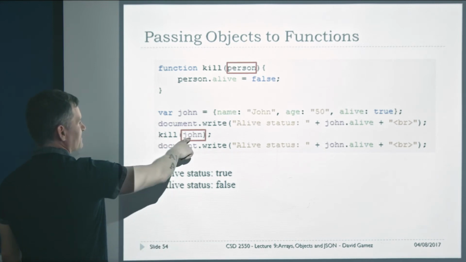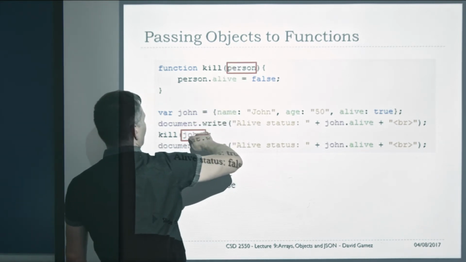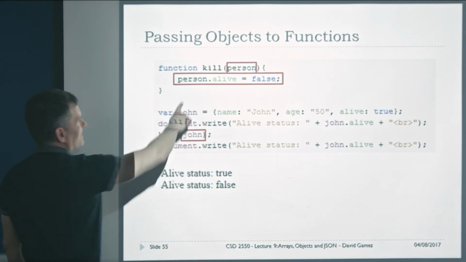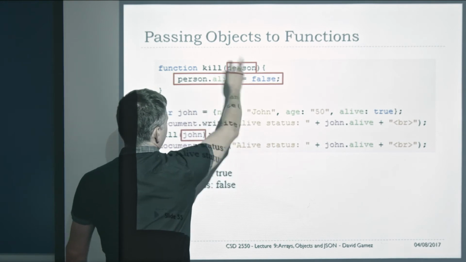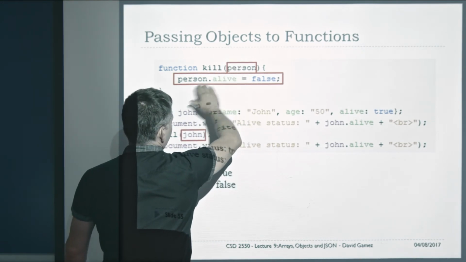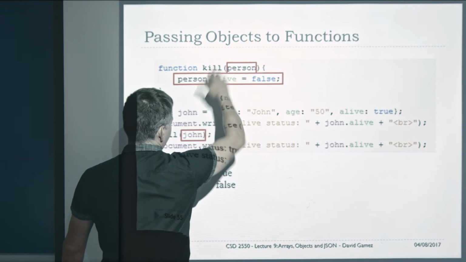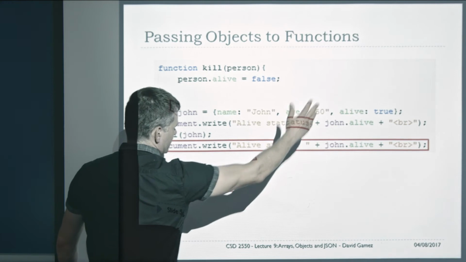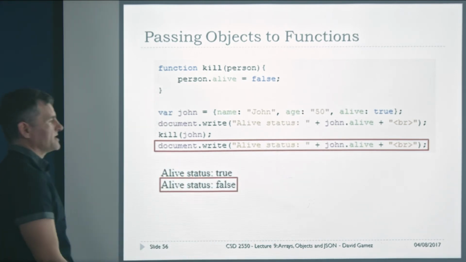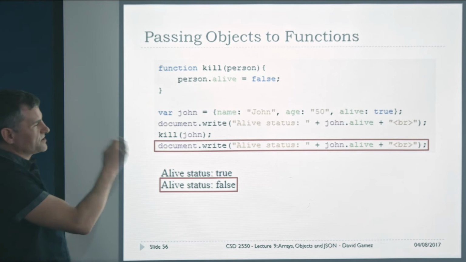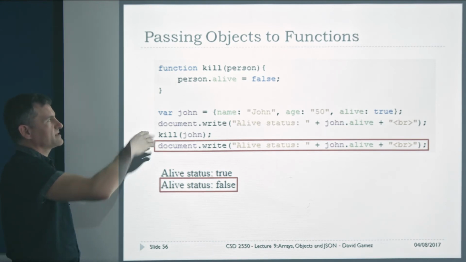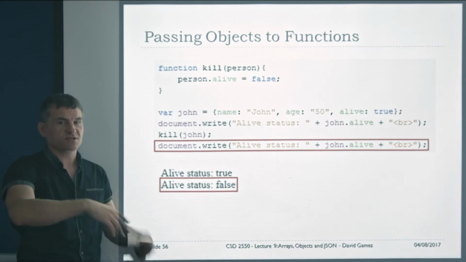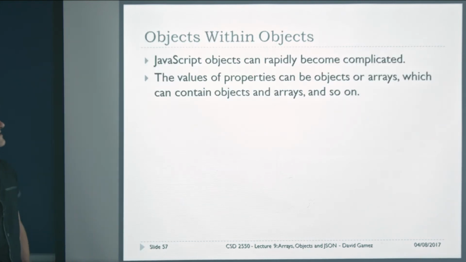Then we call the function kill. In this case we're passing the object John to this function kill, and it's changing the object. We're passing the object itself in here, so we're actually changing this object. We're not just changing a copy of it. And so finally at the end, when we output the new status of John, it turns out that John's alive status is false. So with arrays and objects, when you pass them into a function, whatever happens in the function does not stay in the function. It changes the object or changes the array itself.